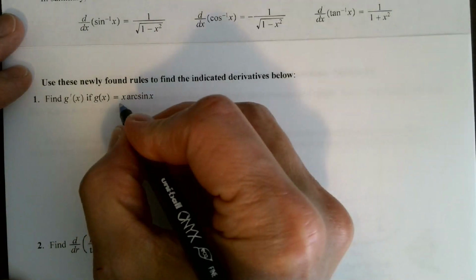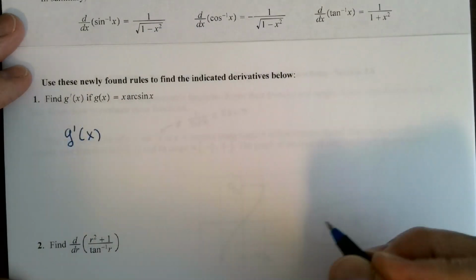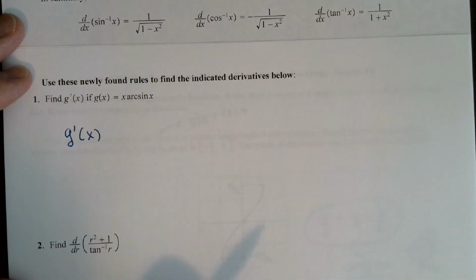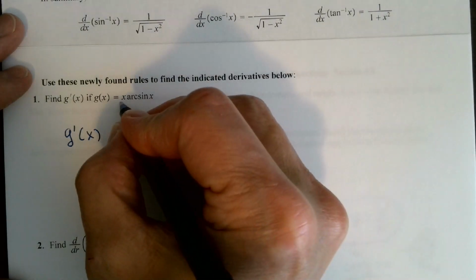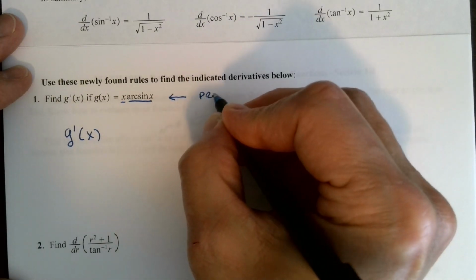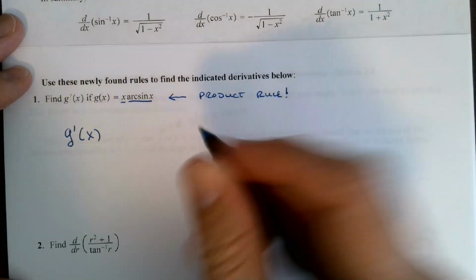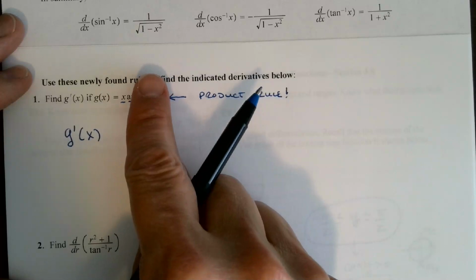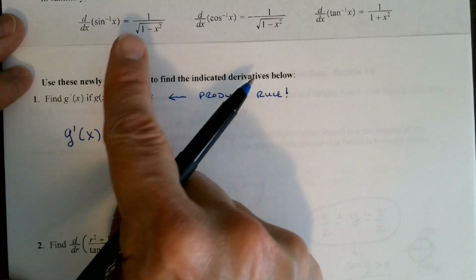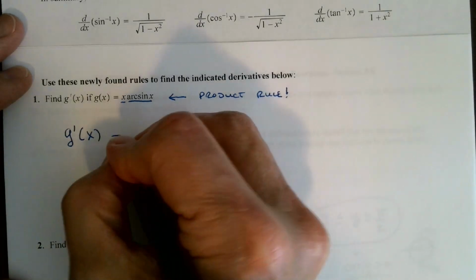And so what do I have to use here to find the derivative g prime? What rule of differentiation am I going to have to use? Certainly I'm going to use my newfound rule for the derivative of arc sine. But what else? Notice I have a product, x times arc sine of x. So I've got to use the product rule on this. Real important that you understand you cannot find the derivative by just taking the derivative of x, which is 1, times the derivative of arc sine of x, which is this up here, and multiplying those derivatives together. That will not work. Have to use the product rule.